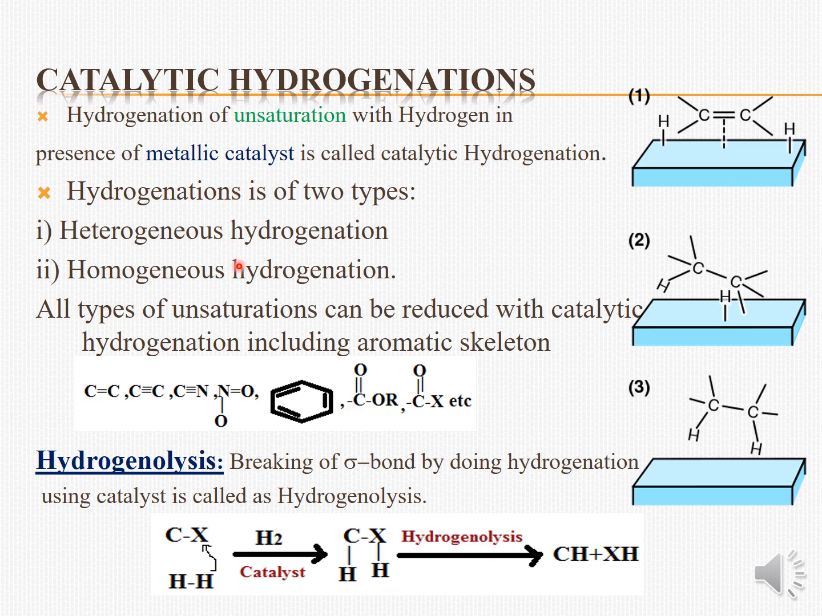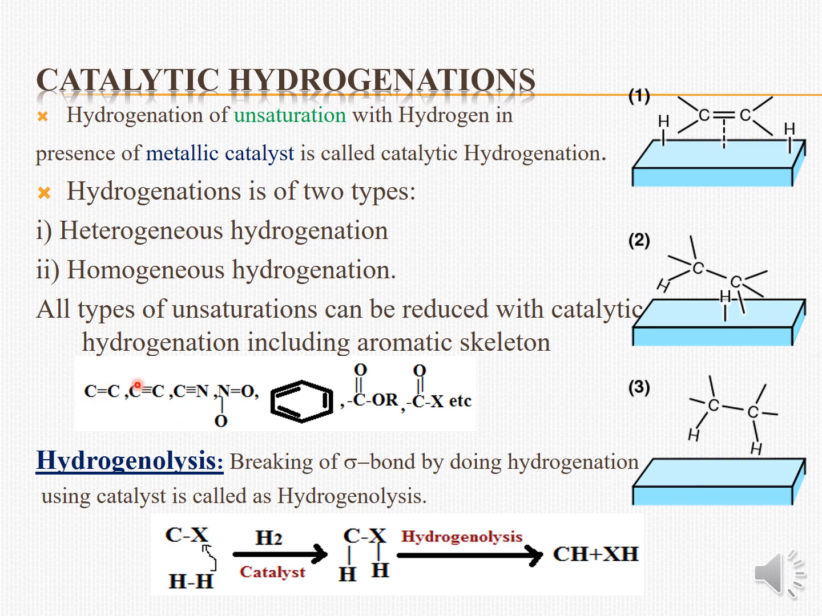So there are two types of hydrogenation. One is heterogeneous hydrogenation, the other one is homogeneous hydrogenation. In the next point, all the types of unsaturations will be reduced in the presence of the catalyst, that is catalytic hydrogenation, including the aromatic skeletons. If you take aromatic compounds such as benzene, naphthalene, anthracene, phenanthrene, etc., that unsaturation, that is the double bonds, will get reduced in the presence of catalysts such as nickel, palladium and platinum, etc.